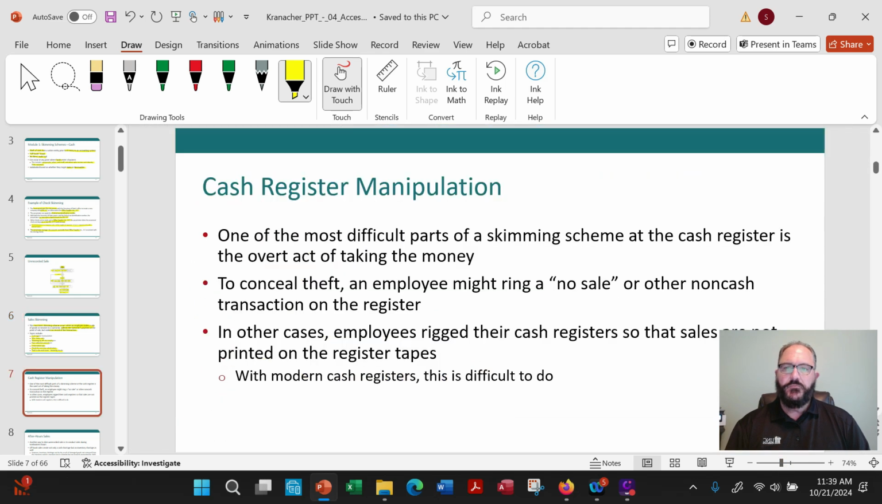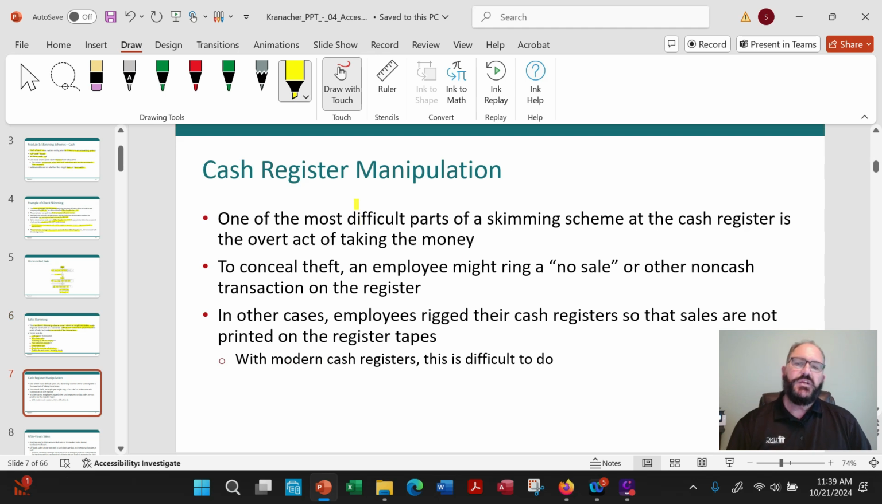Okay, all right. So cash register manipulation, let's look at that first. The most difficult part of skimming at the cash register is the overt act of taking the money. Nowadays, if you walk into Walmart or Target, they've got cameras above the cash register. Your employee might ring a no sale, because they have to get that cash register open. In other cases, employees rig the cash registers so sales are not printed on the register tapes. With modern cash registers, this is difficult to do. With older traditional cash registers, it's a little bit easier. So this is one way to do it.